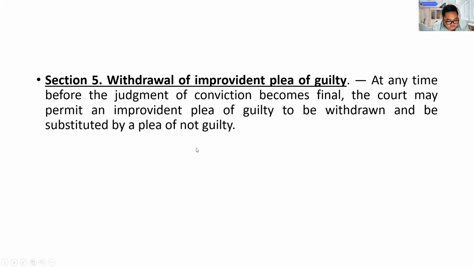Section 5, withdrawal of improvident plea of guilty. So at any time before the judgment of conviction becomes final, the court may permit an improvident plea of guilty to be withdrawn and be substituted by a plea of not guilty. So let's say earlier on, he said, you are guilty, but this is a capital offense. Before judgment, he changed his mind, he wants to enter a plea of not guilty. So he is allowed, as long as it is before the rendering of judgment and such judgment of conviction becomes final.